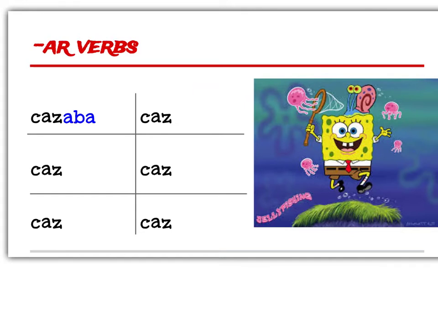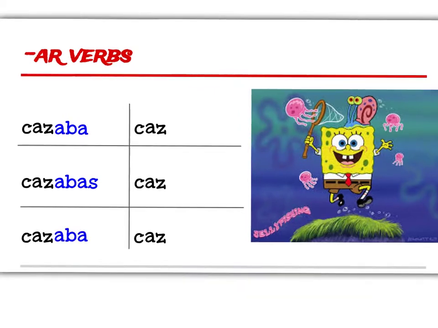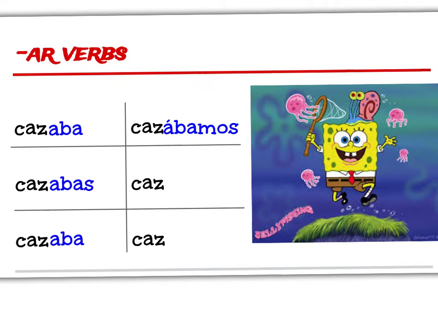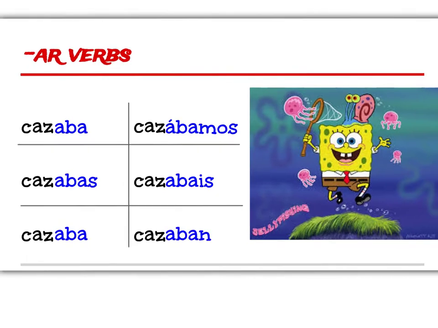So yo cazaba, tú cazabas, él, ella, usted cazaba, nosotros cazábamos. Don't forget an accent on the A, you count back 3 vowels. Vosotros cazabais, no accent. Ellos, ellas, ustedes cazaban.